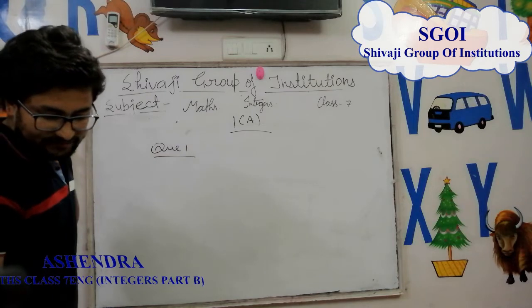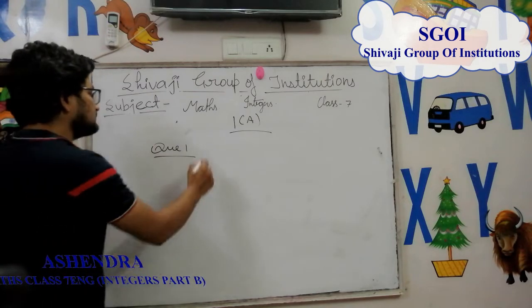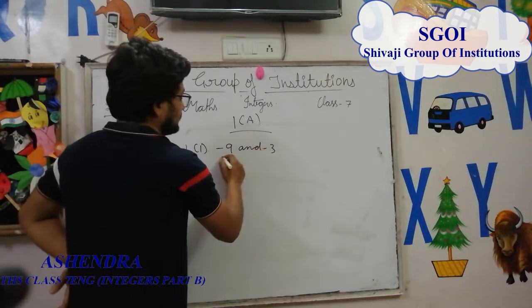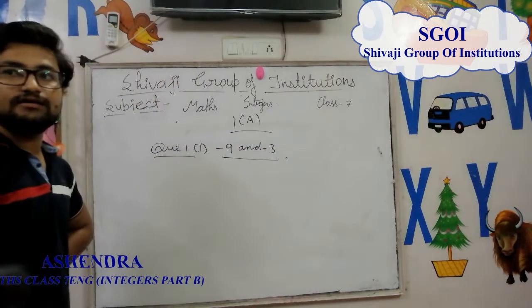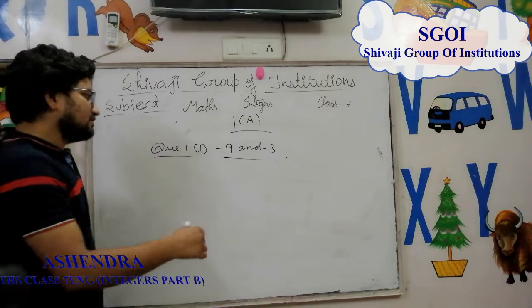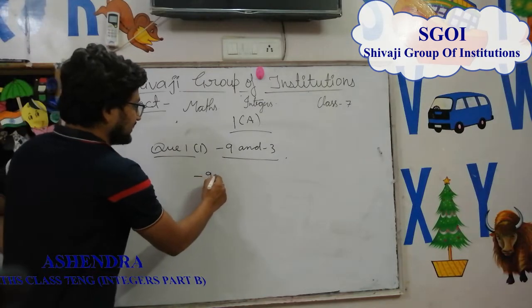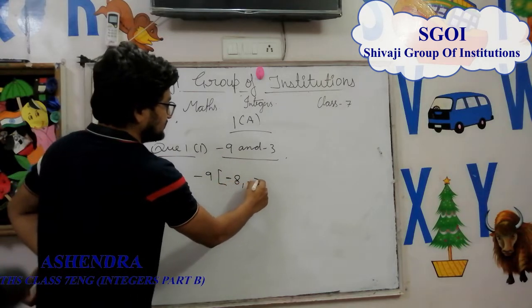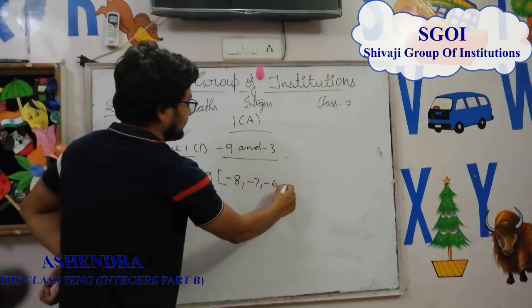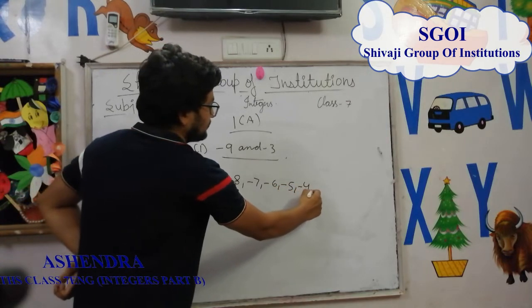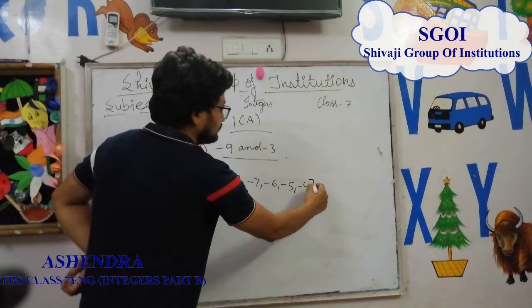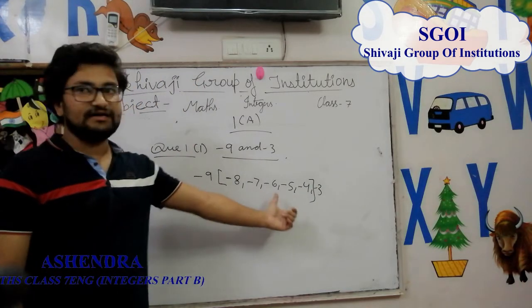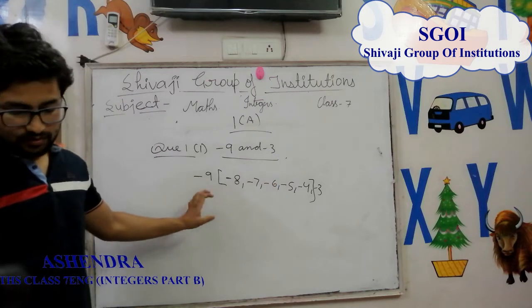Question number 1, first part, it is minus 9 and minus 3, and you are required to write all the integers in between. So it's very easy. After minus 9, the first number that comes is minus 8, then minus 7, then minus 6, then minus 5, then minus 4, minus 3. So you can easily see that these are the integers in between minus 9 and minus 3. So this is question number 1.